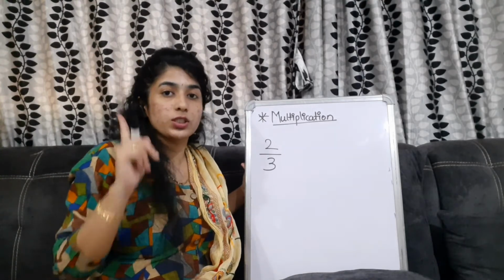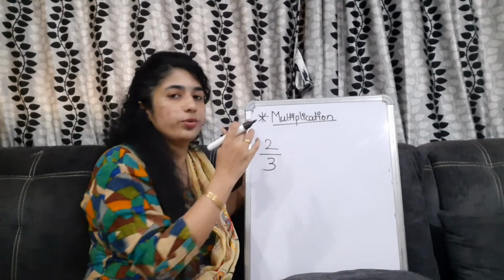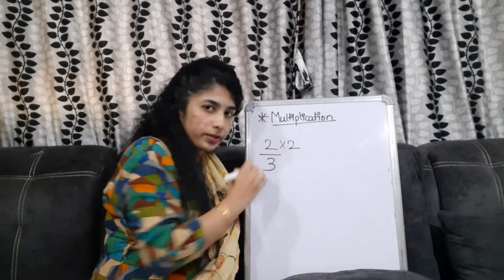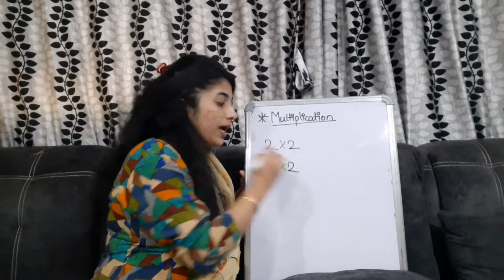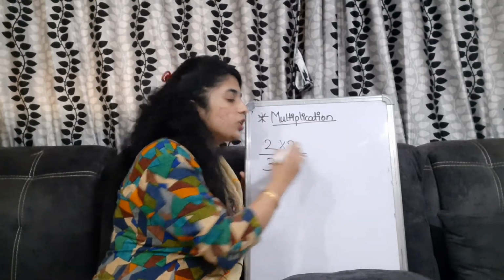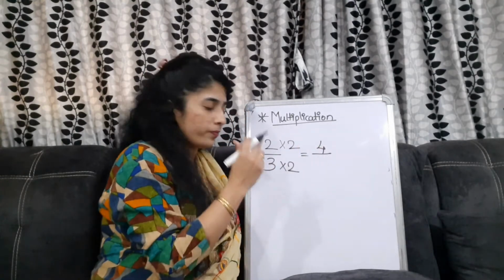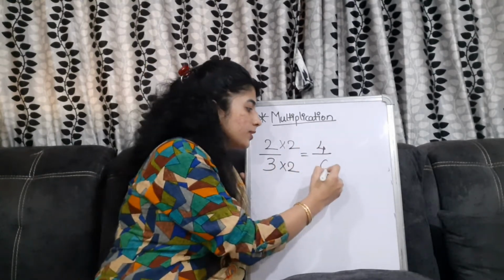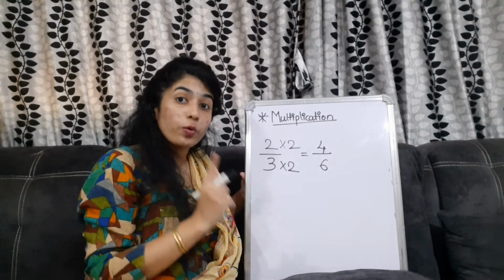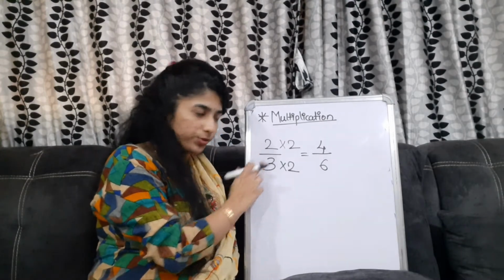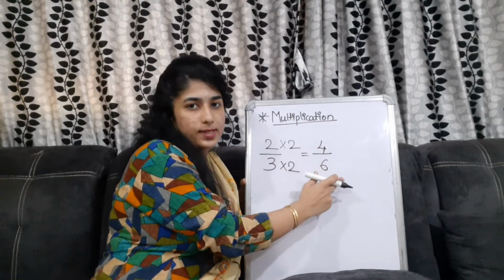So I'll first multiply 2/3 by 2, both numerator and denominator. Just write the answer. What is 2 into 2? 4. 3 into 2? 6. So one equivalent fraction of 2/3 will be 4/6.